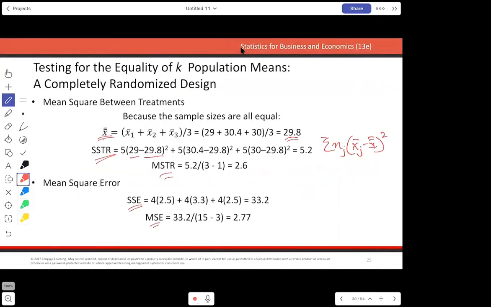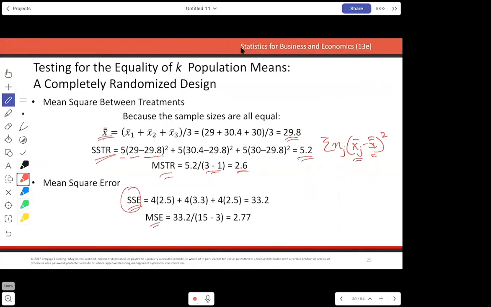So for wax 1, n is 5. The average for wax 1 was 29, and the overall average is 29.8. We repeat that for wax 2 and wax 3. And then when we get SSTR, if we divide it by the degrees of freedom, which happens to be k minus 1, but k is 3, so 3 minus 1 is 2. So when we divide 5.2 by 2, we get 2.6. So that's MSTR.